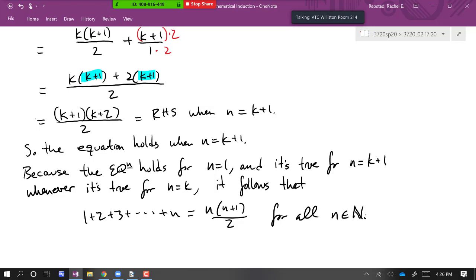In a formal proof, once you did the k plus 1 step and arrived at the result k plus 1 times k plus 2 over 2 equals the right-hand side, can you just say, then by induction, the final statement? Yeah, I think so. Other questions?